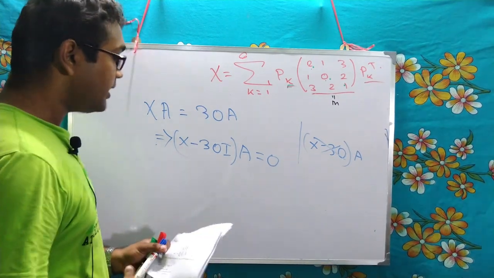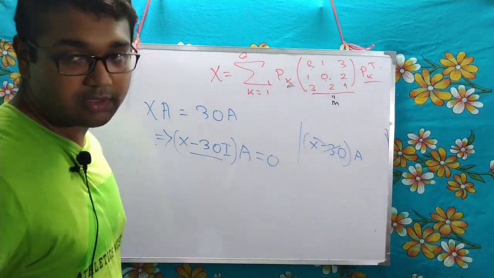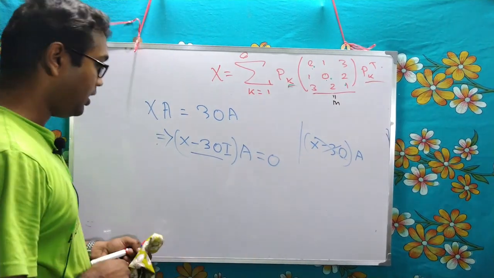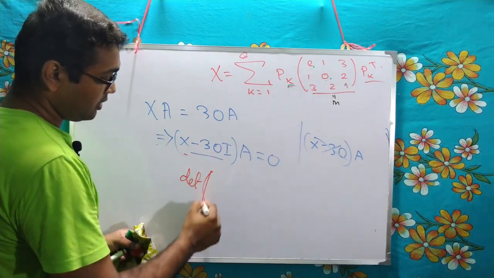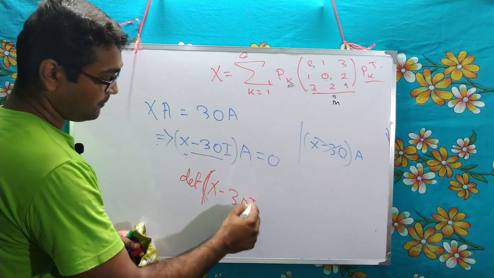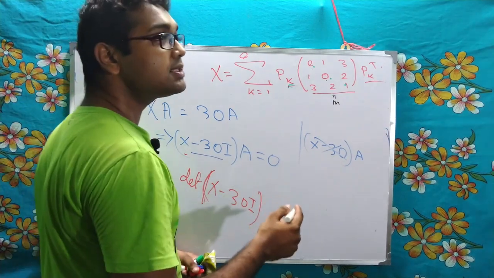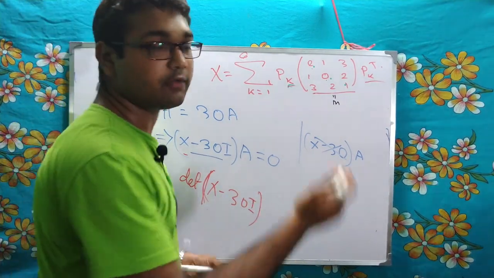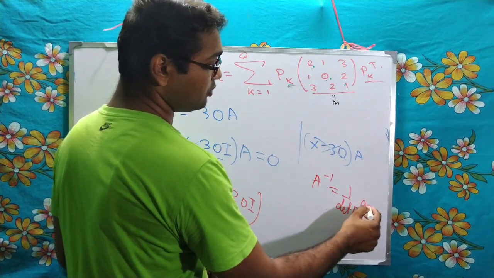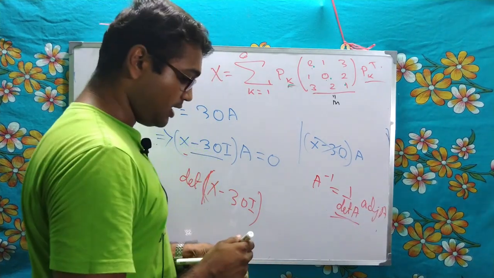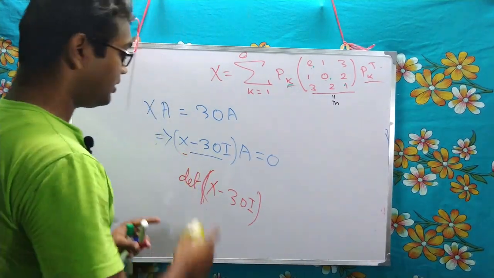Now, let's ask whether this matrix is invertible or not. Or in other words, if the determinant of X minus 30I is non-zero, then it will be known as invertible, because invertible means the matrix which possesses its inverse. And we know A inverse is equal to 1 by determinant of A into adjoint of A. So if determinant of A is equal to 0, then inverse doesn't exist. Okay.